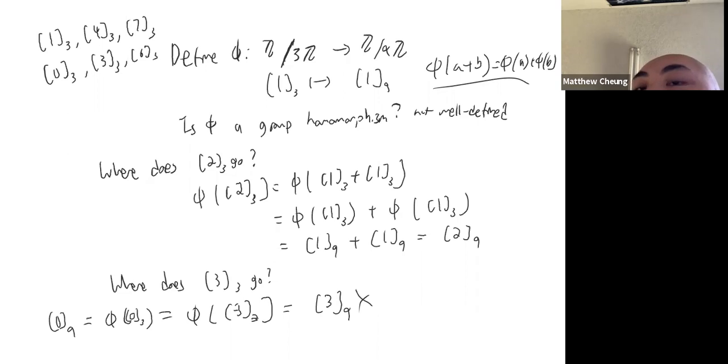So it shouldn't be that this thing maps to one thing and then this thing maps to another. That's what we call well-defined. To be well-defined, it shouldn't depend on the class you choose, because these are just the same things in Z mod 3Z. It should be independent of whichever representative you choose. So that's the issue here. It's because 0 doesn't go to 0.